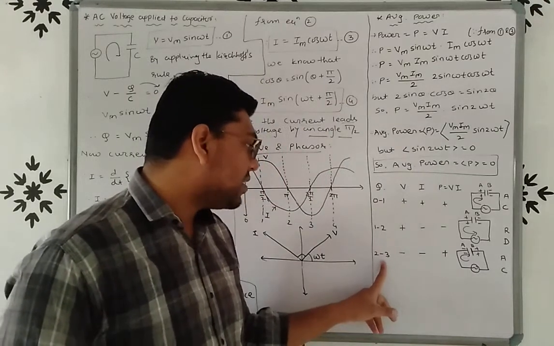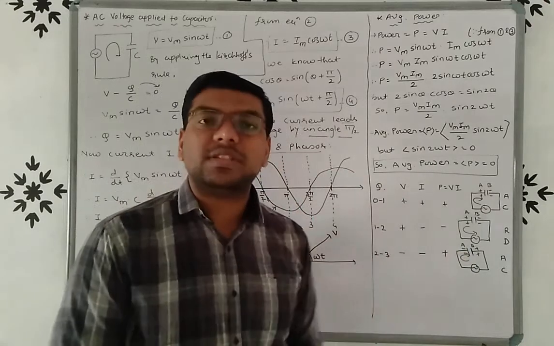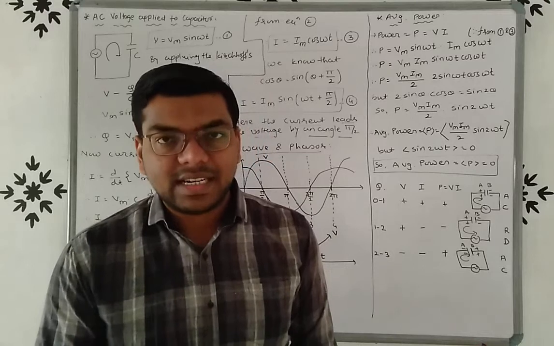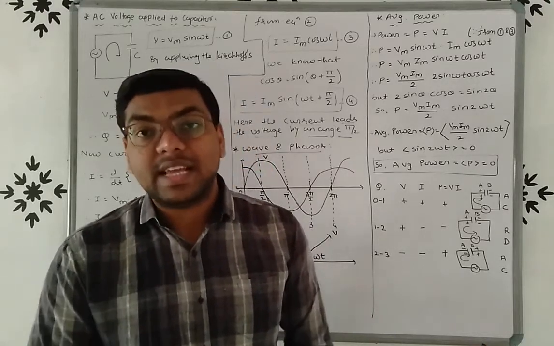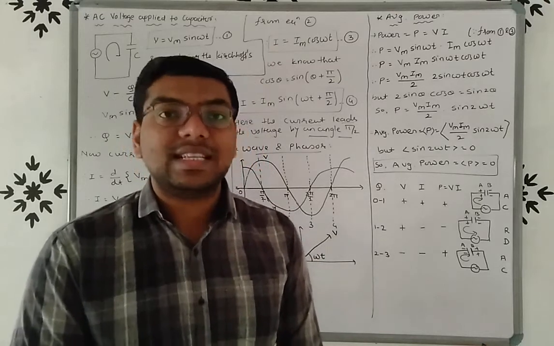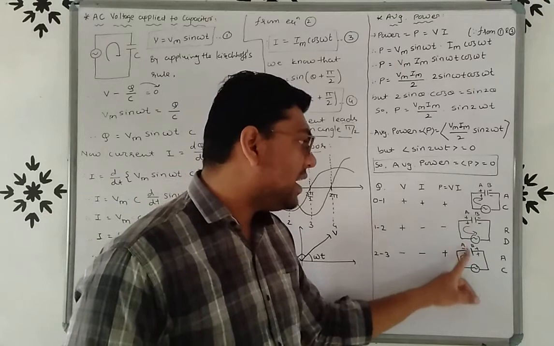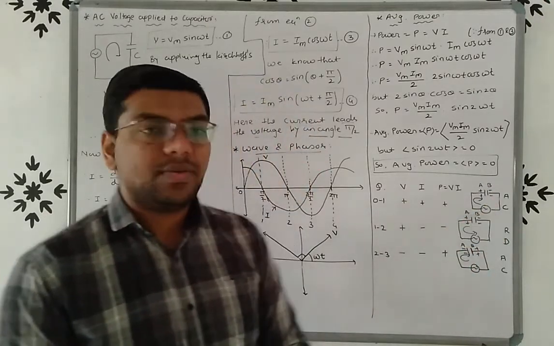For this third quarter, V and I are both negative, so the product is positive. As the product is positive, the energy is absorbed. As the energy is absorbed, the capacitor starts charging. So here plate A becomes negative and plate B becomes positive.